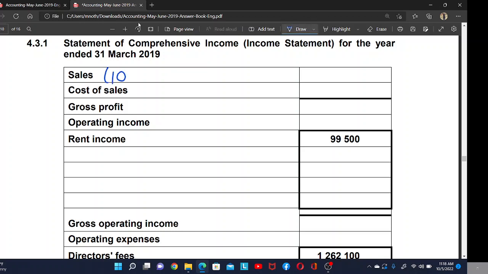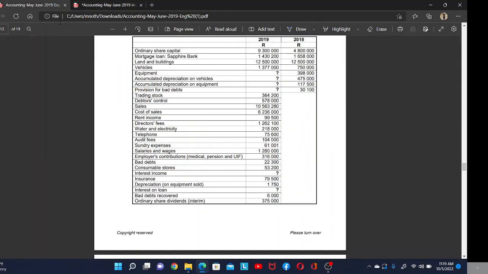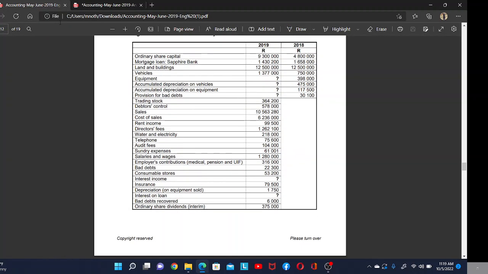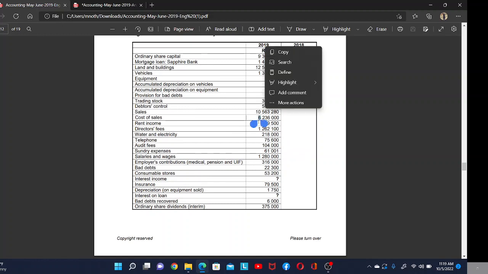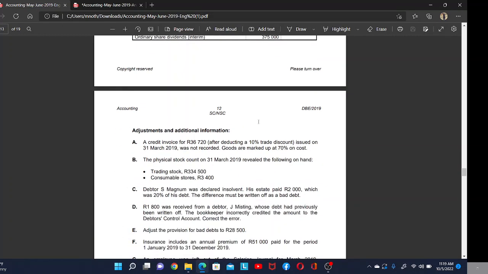The sales is 10,563,280. And then the cost of sales is 6,236,000. There, the sales and the cost of sales. So let's go to the adjustments.